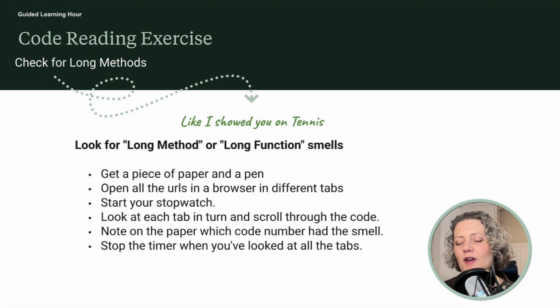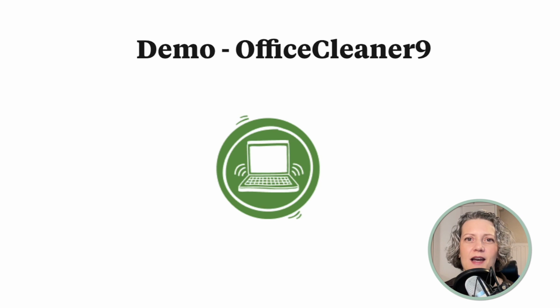So now you've had a quick look at this code, just long enough to spot code smells, I think it's probably a good idea if we spend some time addressing that code smell and doing some refactoring. I've picked out Office Cleaner 9 because it's got a very long method and lots of duplication that we can get stuck in and fix.